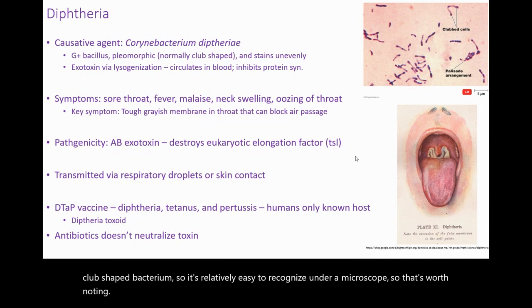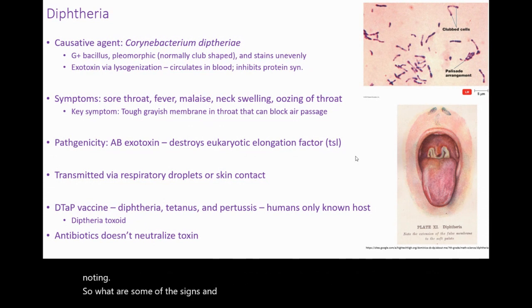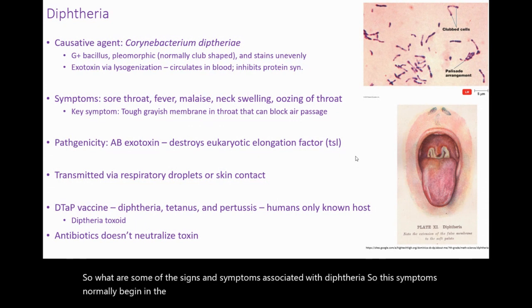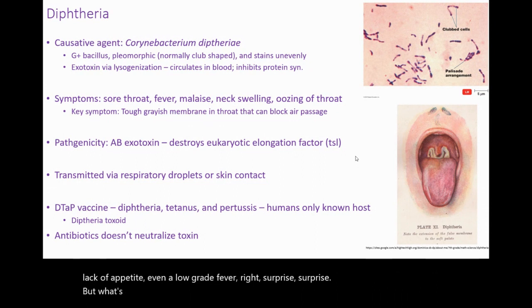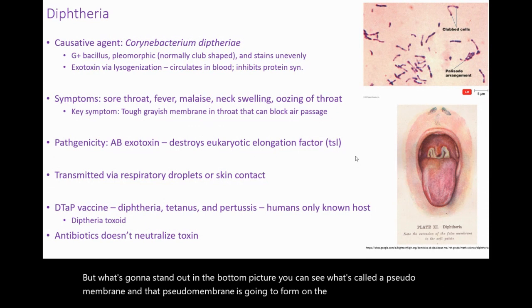So what are some of the signs and symptoms associated with diphtheria? The symptoms normally begin in the upper respiratory tract. So you're going to see things like a sore throat, lack of appetite, even a low-grade fever. Surprise, surprise. But what's going to stand out? Well, in the bottom picture, you can see what's called a pseudomembrane. And that pseudomembrane is going to form on the tonsils or the pharynx.